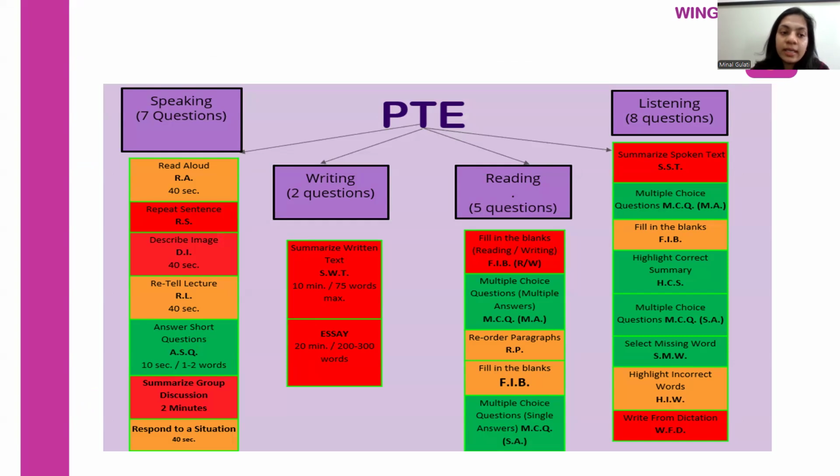So the red color here indicates that it is a very important question for my PTE Academic test. So red is very important, orange is important, and green is not important. When you're aiming for something between 5 or 6 bands, your main focus should be on the red and orange parts. And if you're aiming a little bit higher, maybe 7 bands or 8 bands in PTE Academic, you should focus a little bit on the green part. So in this video, we'll be going through summarized written text. That is the very first question.